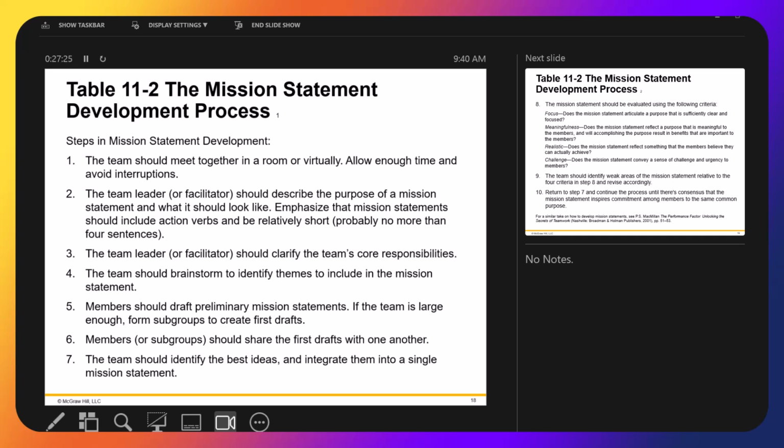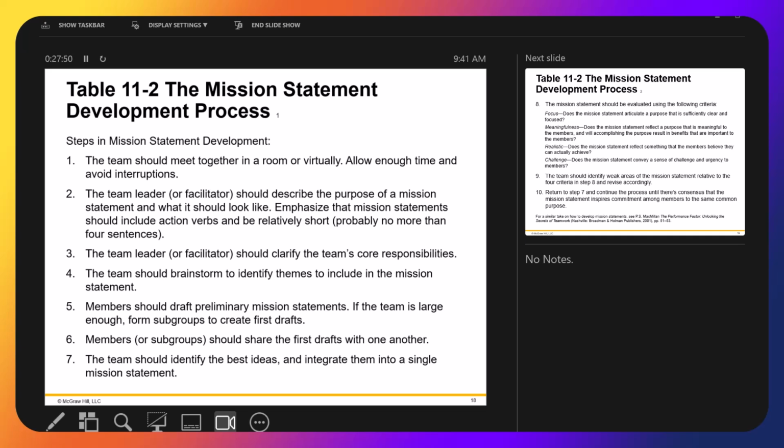Members or subgroups should share their first drafts with one another. This is where actually having subgroups and members, you can share things with each other. Hey, what do you think about this? What's your input on this? And allow them to give you some advice on it, whatever. Because the bottom line is 1 person can write it, but 3 other people can review it and give input. You probably have a much better outcome because now you have 4 people involved in that.